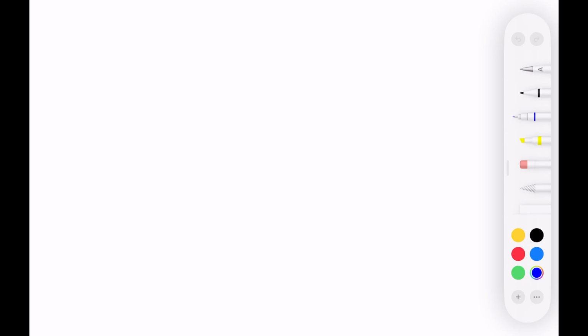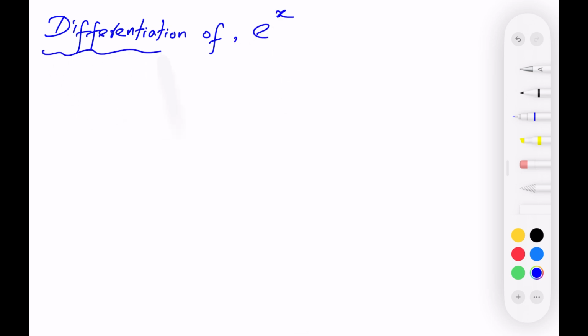This video discusses the differentiation of the natural exponential function. What is the natural exponential function? The natural exponential function is e raised to the x. I hope you still remember the natural exponential function e raised to the x from college algebra. So today we will see how to differentiate e to the x.